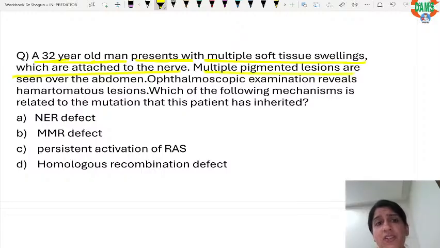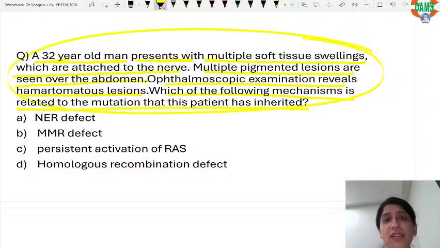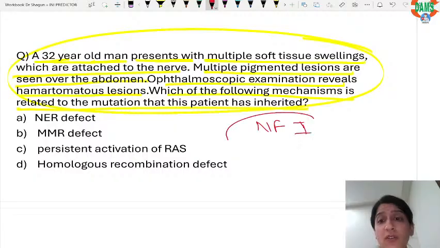Multiple pigmented lesions are seen over the abdomen. Ophthalmoscopic examination reveals hamartomatous lesions. Which of the following mechanisms is related to the mutation that this patient has inherited? So if I look at the entire history, this tells me that I am clearly dealing with a patient of, yes. What is the diagnosis?